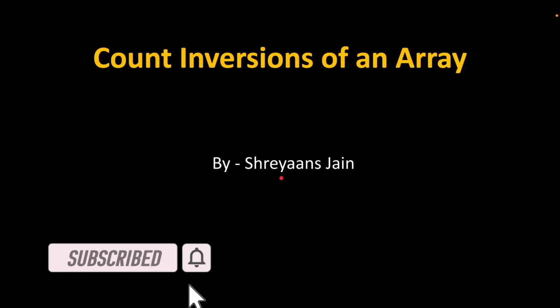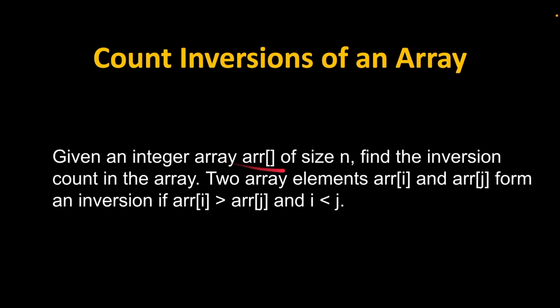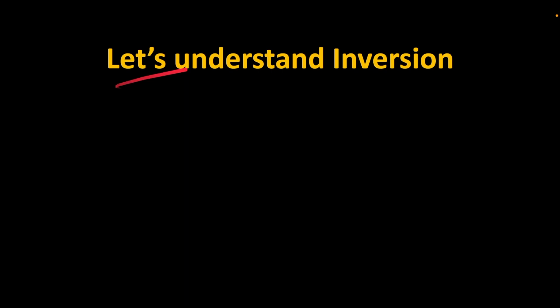I am Shreyans Jain. Our problem statement is: given an integer array of size n, we need to find the inversion count in this array. Two array elements arr[i] and arr[j] form an inversion if arr[i] is greater than arr[j] and i is less than j. Let's understand what an inversion is. So this is our main condition.